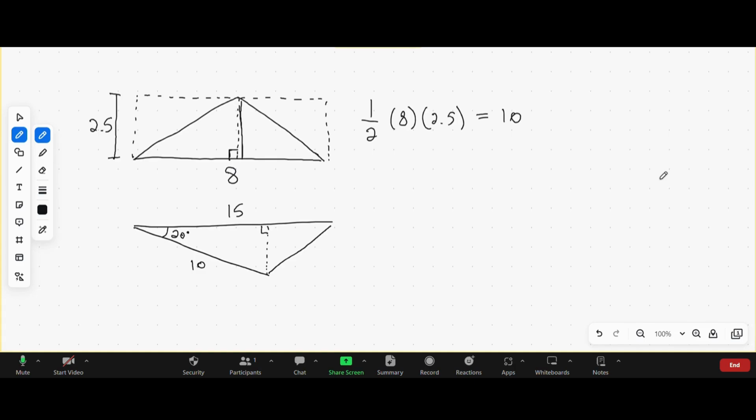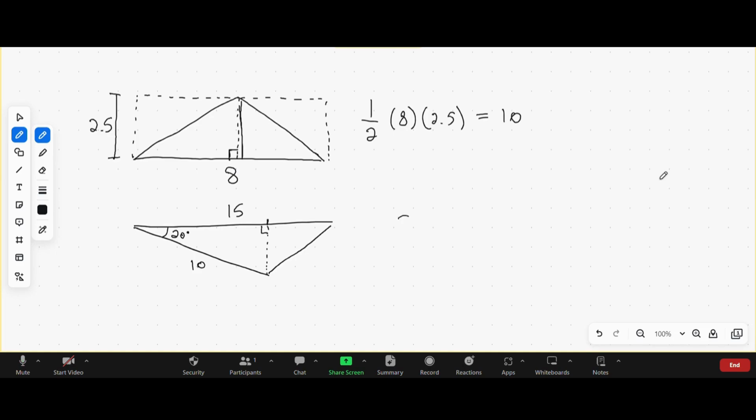And then you can either use Pythagorean's theorem where, well, actually no, in this case you can't, because there is no information here. We would have to know the length of the portion of the base that's up to that point. Here we're just given 15 as the entire base. So we're going to use trigonometry.